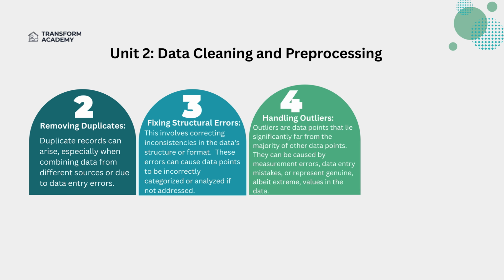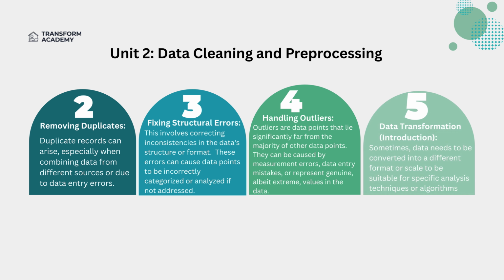Fourthly, handling outliers. Outliers are data points that lie significantly far from the majority of other data points. They can be caused by measurement errors, data entry mistakes, or represent genuine, albeit extreme, values in the data. It is crucial to investigate outliers to determine their validity. If an outlier is confirmed as an error, it might be removed or corrected. If it's a valid but extreme value, the analyst might choose to keep it but use statistical methods robust to outliers, or analyze it separately.